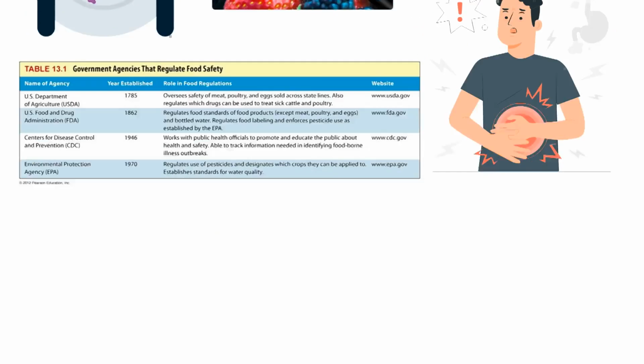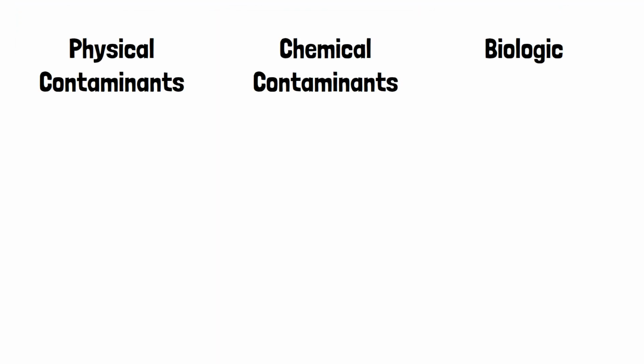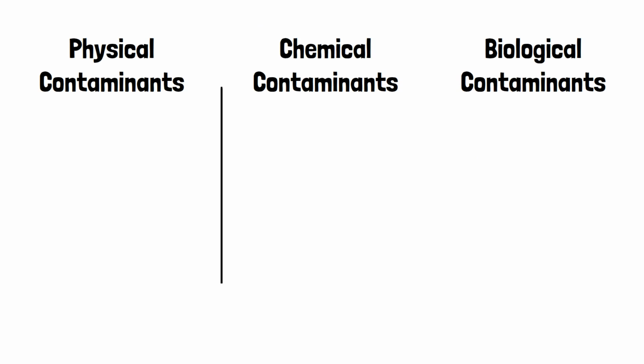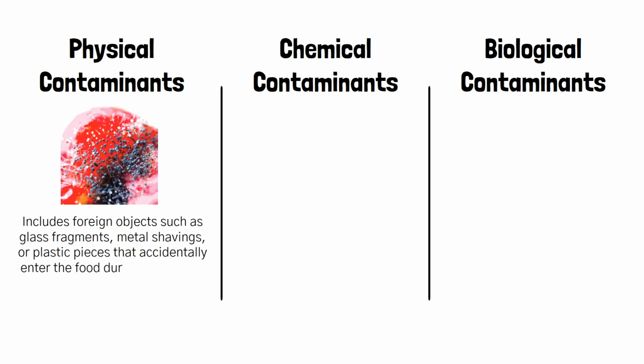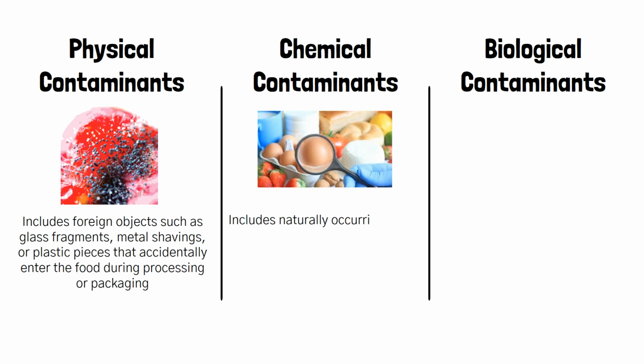Causes of foodborne illnesses range from physical contaminants, chemical contaminants, and biological contaminants. Below are some common causes within each of those categories. Physical contaminants. These include foreign objects such as glass fragments, metal shavings, or plastic pieces that accidentally enter the food during processing or packaging. Chemical contaminants include naturally occurring toxins.